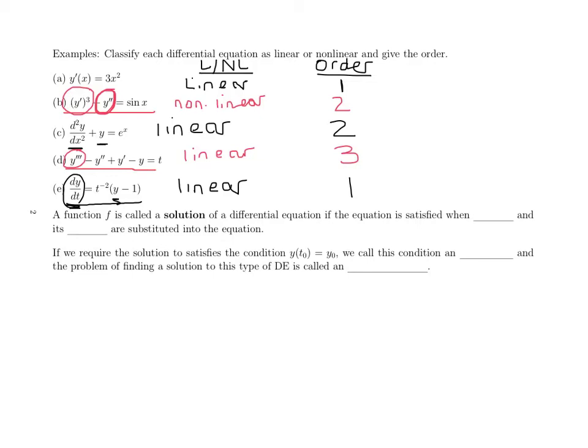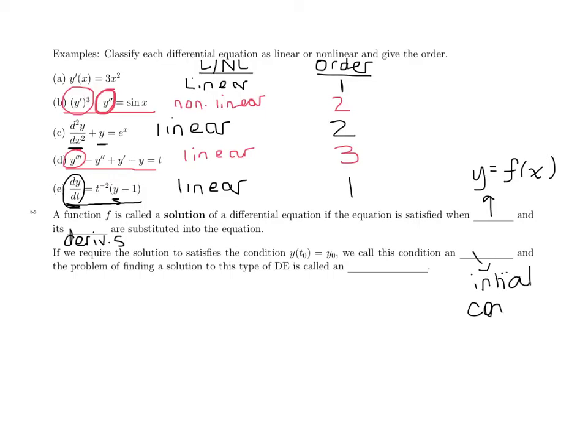The next words that we're going to talk about or use, we'll say a function is called a solution to a differential equation if the equation is satisfied when y equals f of x and its derivatives are plugged in to the equation that we have. So if we take a function y equals f of x and if we plug that in and it ends up working, then that is something that is known as a solution. And then sometimes we require that solution to satisfy a particular condition, like maybe y of some number is equal to some other number, y0. We call this condition an initial condition.